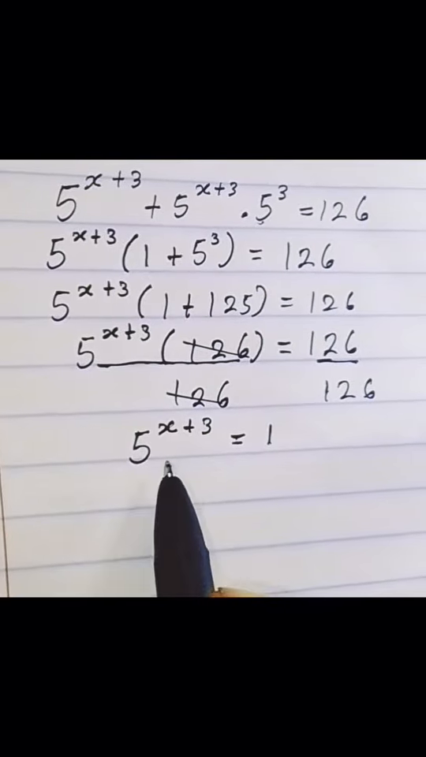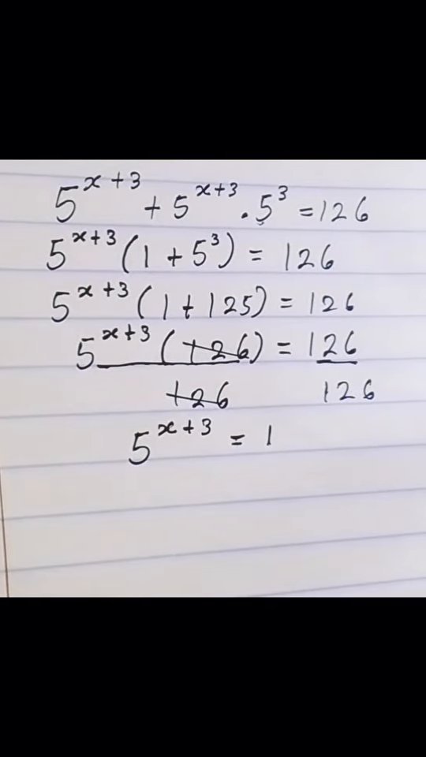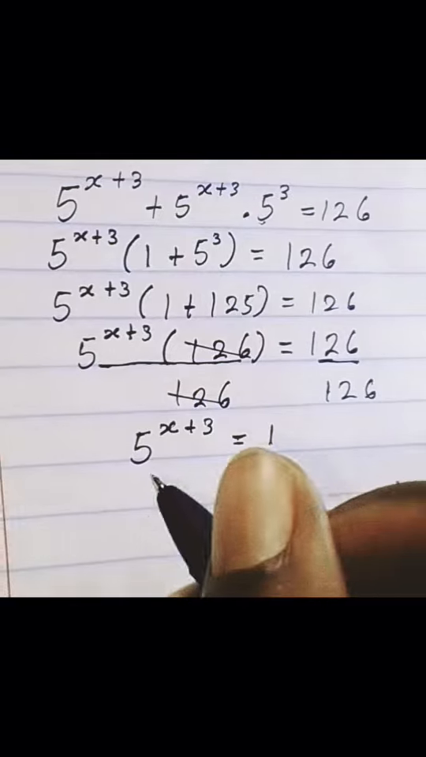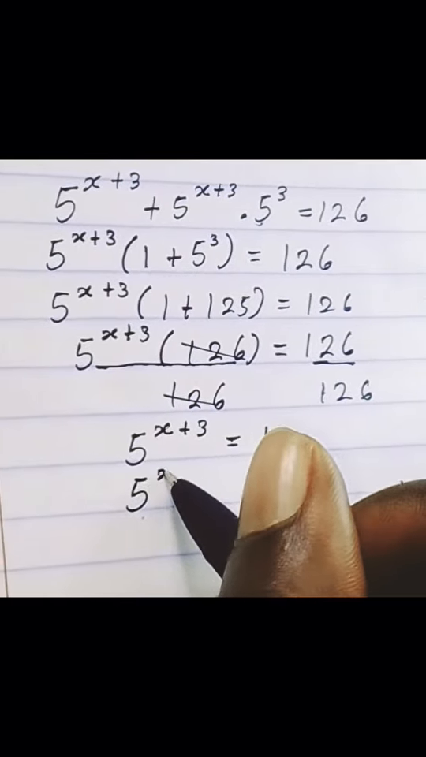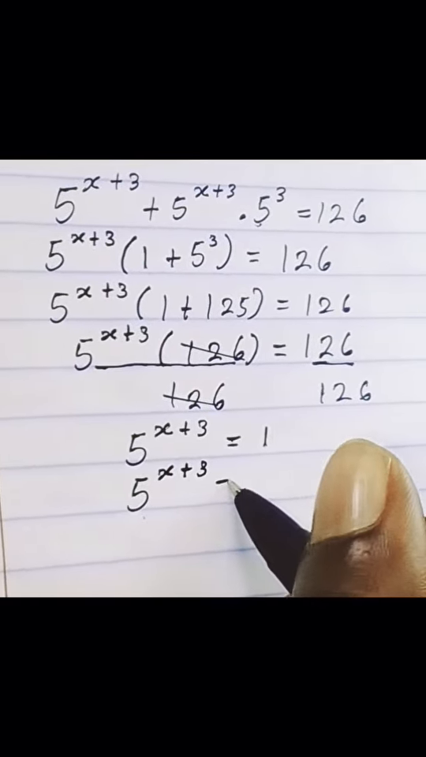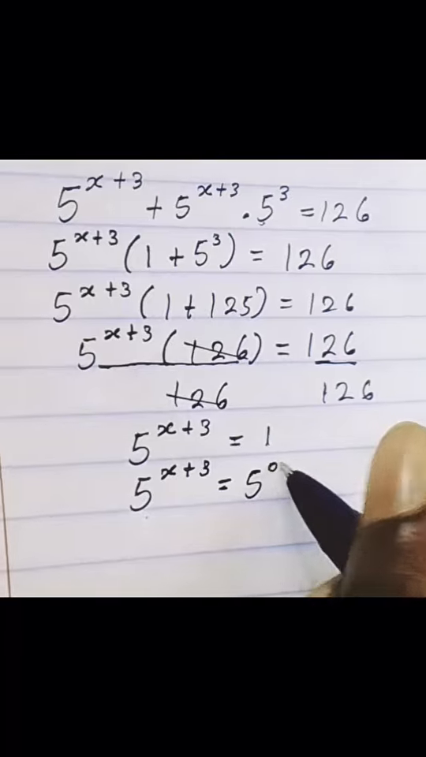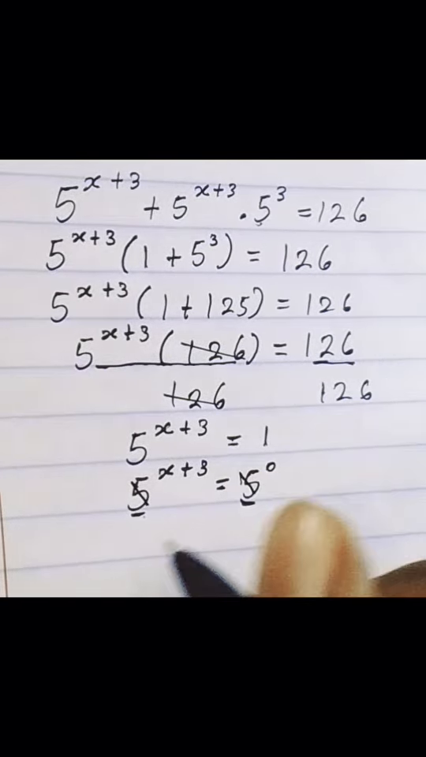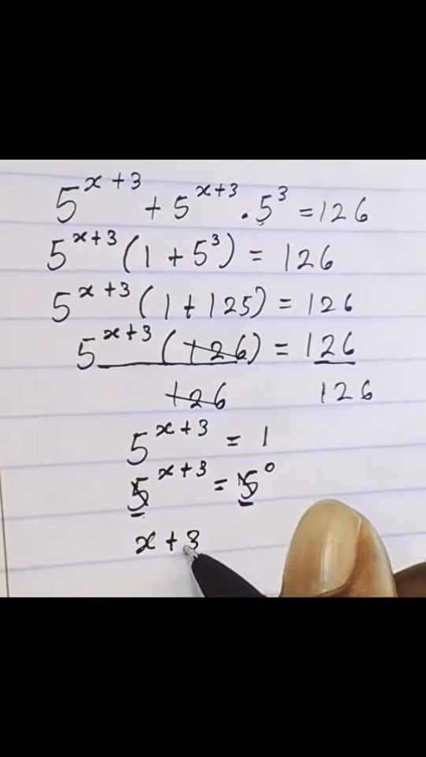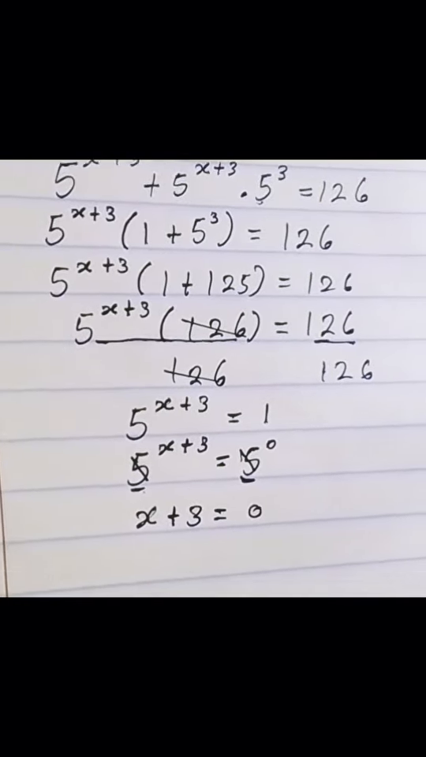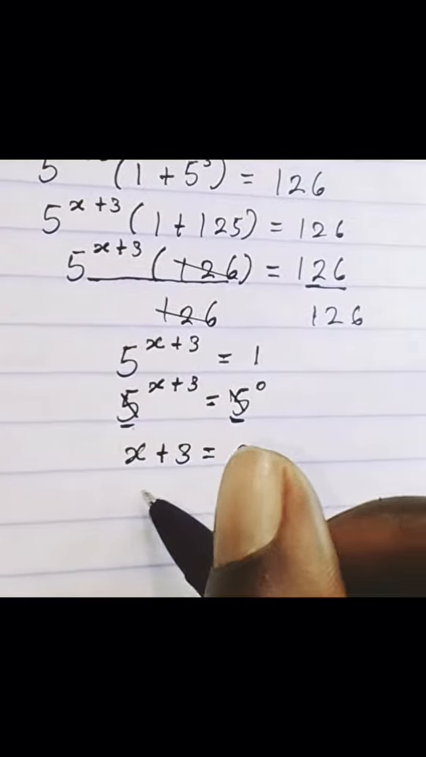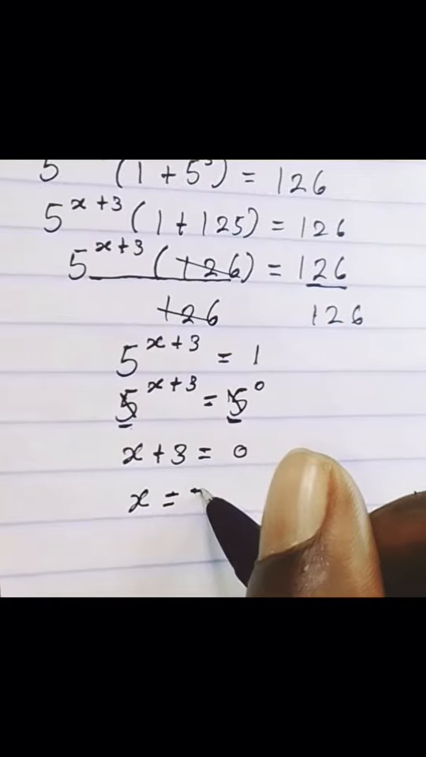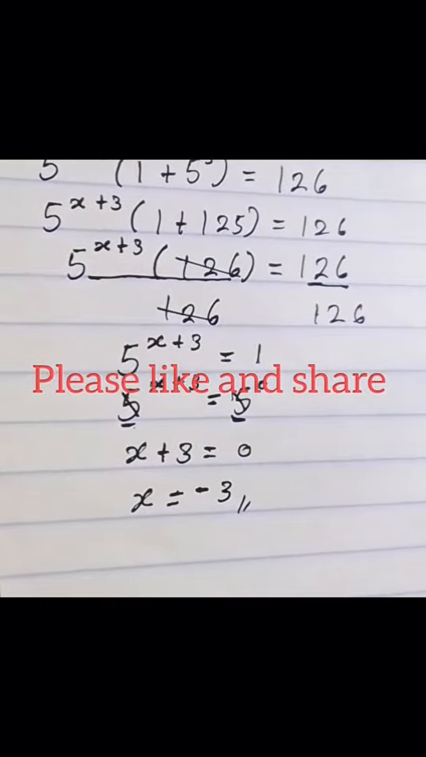Don't forget that any number to the power 0 is still 1. So just to make the base the same, I say 1 equals 5 to the power 0. Now I write 5 to the power x plus 3 equal to 5 to the power 0. I can now say that I have the same base. So if I cancel out the bases, I'm left with x plus 3 equal to 0. What is the last thing to do? Take 3 to the other side. I have x equal to minus 3. That is the final answer.